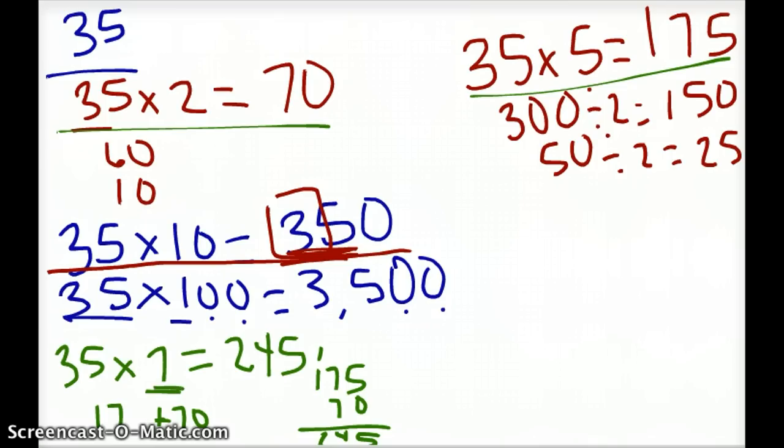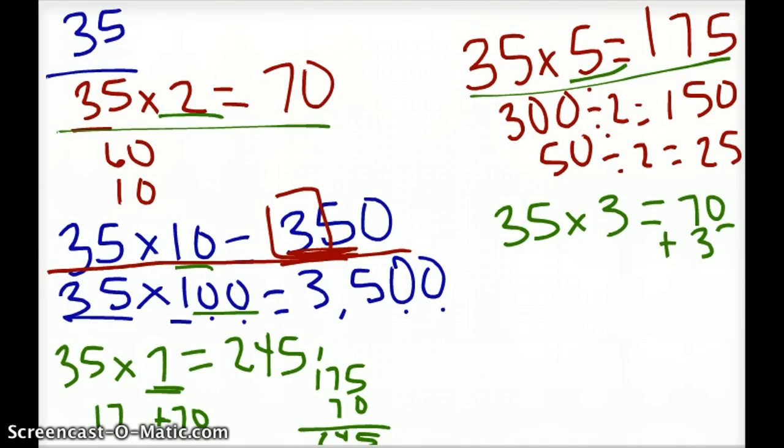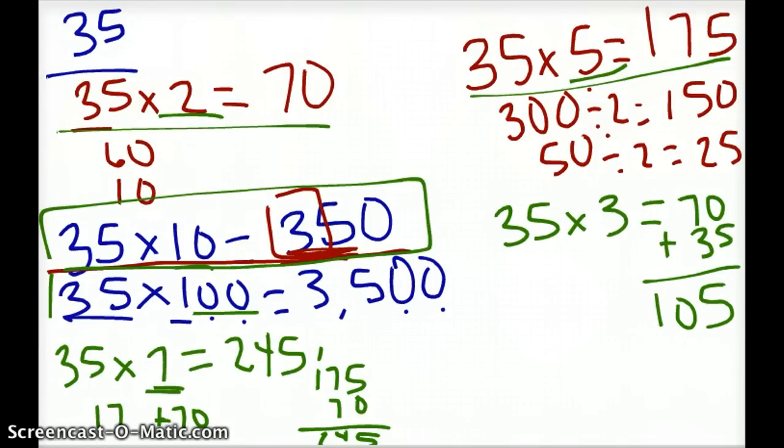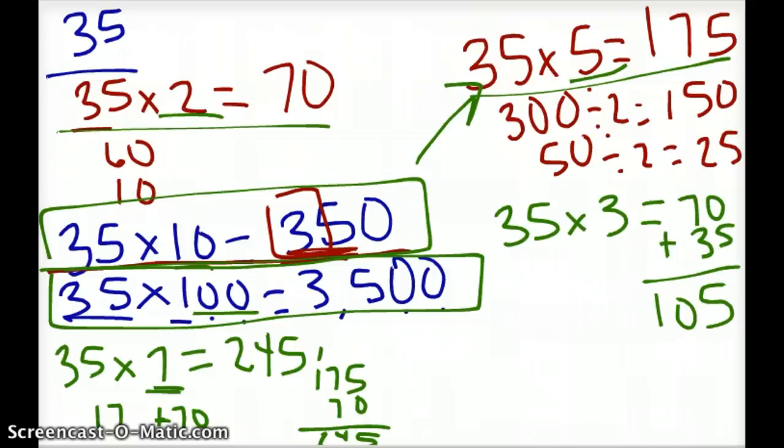Now, I don't just have to find 7s and 5s and doubles and 10s and hundreds. I can find any combination of them. If I know 35 times 2, I could find 35 times 3 by adding 70 plus 35 and getting 105. I could also find 35 times 110 really easily by adding 35 times 10 and 35 times 100. So I can break up basic facts like 35 times 10 by cutting it in half to make equations with answers that I might not normally know and make it a lot easier.